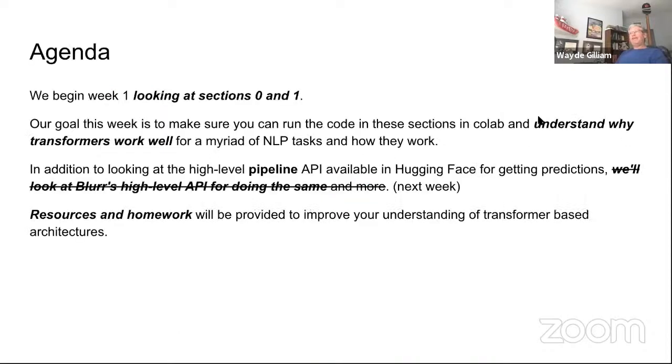So let's begin. This week we'll start by looking at section 0 and 1, and section 0 is pretty simple. That's the setup. And really our goal here is to make sure that you can go through and run the examples in Colab. Section 1 is probably going to be the least fastai-ish part of the study group, since it's kind of just covering the basics of how the transformer architecture works and what type of NLP tasks it's suited for and how they work.